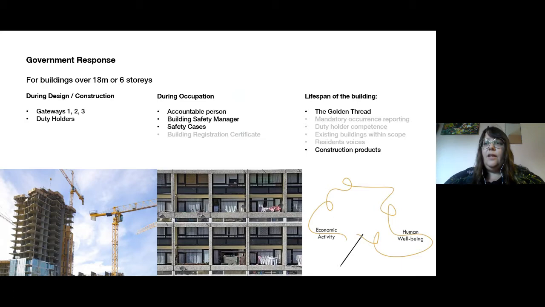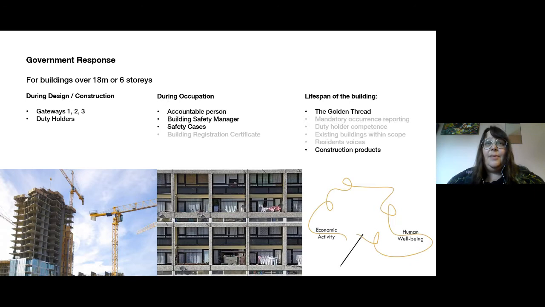So in the government's response in the consultation document, it was cited as being for buildings of 18 metres or six storeys. However, just for the purpose of today's discussion, I'm going to ignore that. One of the driving factors that came out of the Hackitt report was this need for a culture change throughout the industry. So I think regardless of whether the building is over 18 metres or not, if it's a culture change that is needed, then the height of the building is irrelevant.